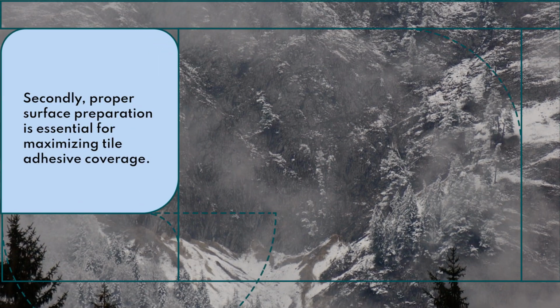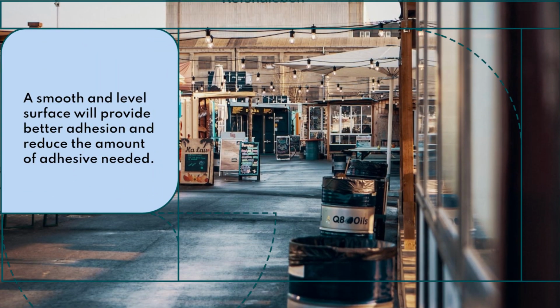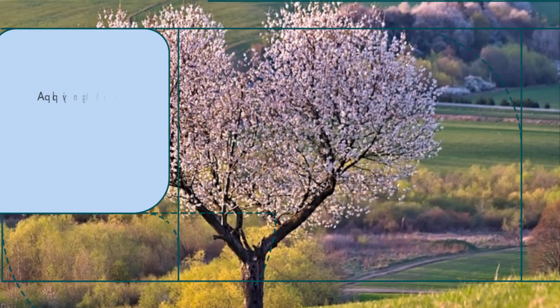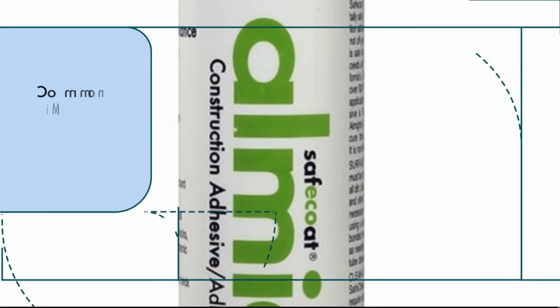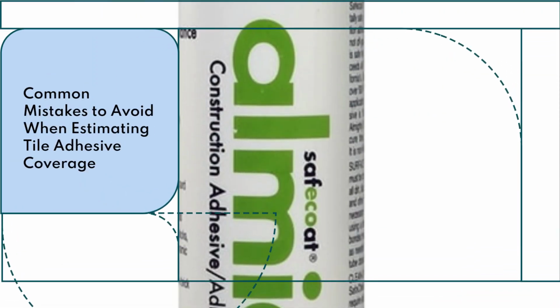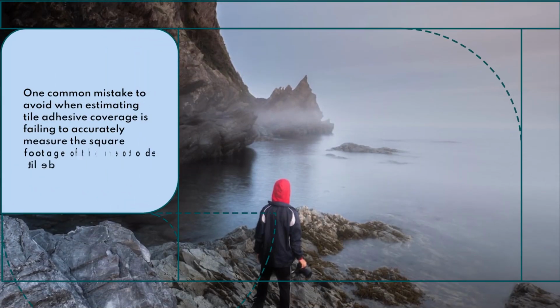Traditional adhesives can be expensive, so it's worth looking into alternatives that offer similar or even better performance at a lower cost. Secondly, proper surface preparation is essential for maximizing tile adhesive coverage. A smooth and level surface will provide better adhesion and reduce the amount of adhesive needed. Applying the adhesive correctly and allowing sufficient drying time will ensure optimal adhesion and coverage.